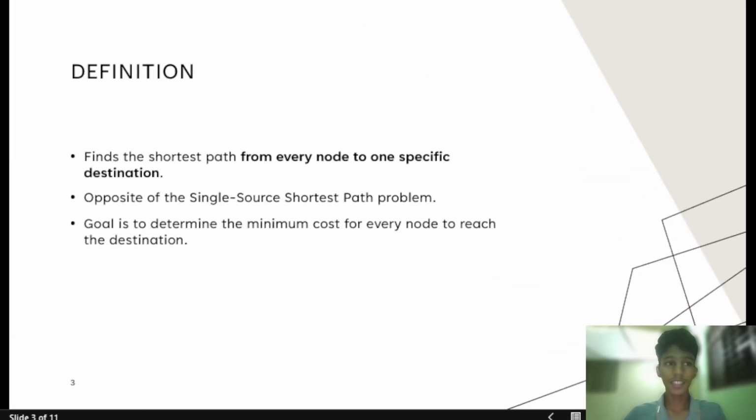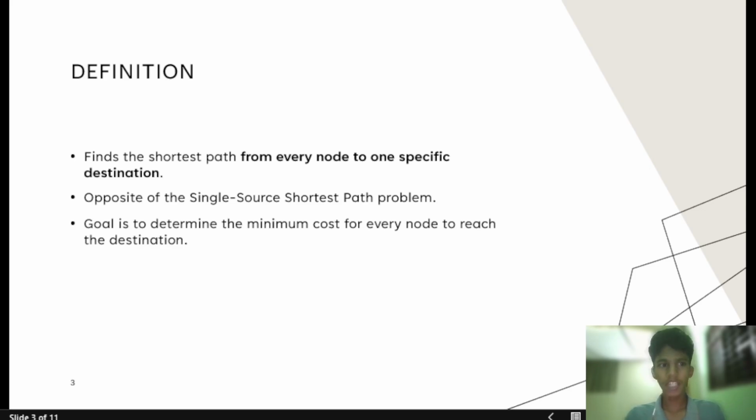Now let's look at the single destination shortest path problem. This problem focuses on finding the shortest path from every node in the graph to one specific destination. This is different from the single source shortest path problem, where we start from one node and find the shortest path to every other node.